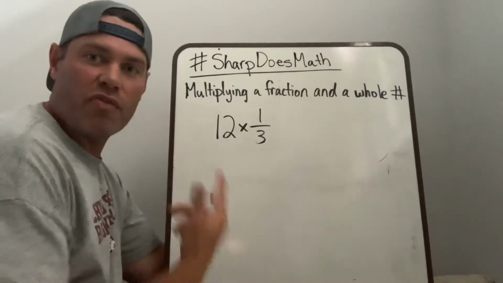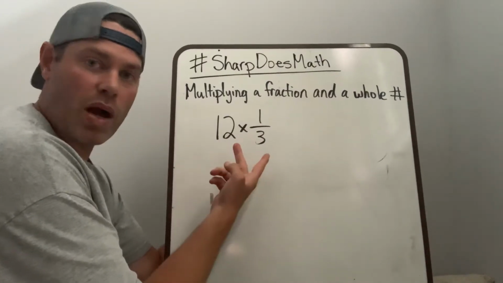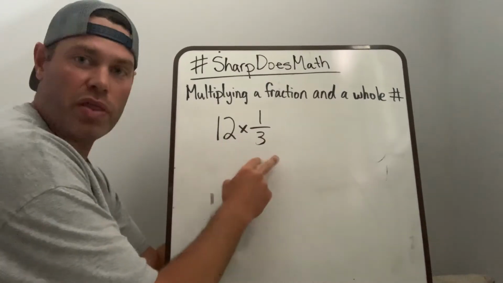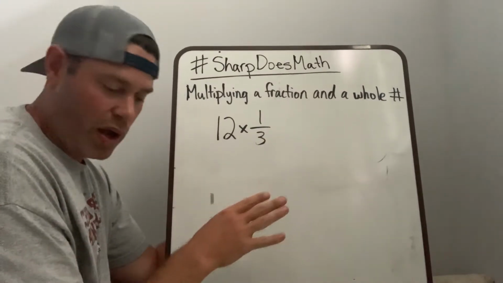We're multiplying a fraction and a whole number here, and it could be flip-flopped either way. We could have 12 times 1/3 or 1/3 times 12, and it's solved the same way.